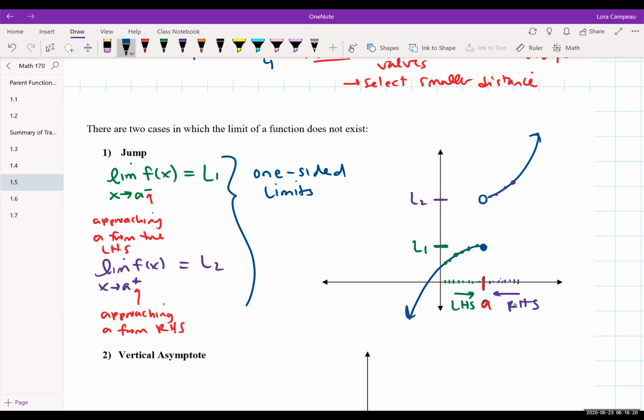When you get that case, it looks like the Y values approaching from the left are approaching a different value. The Y values approaching from the right are also approaching a different value. Since your two limits are not equal, if you were talking about the limit of the function in general as x approaches a, we say it does not exist.